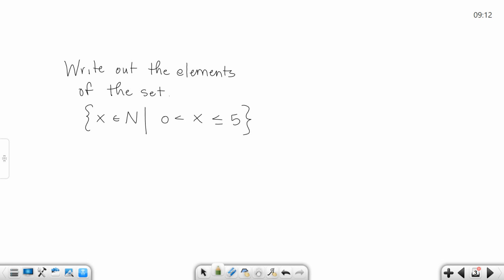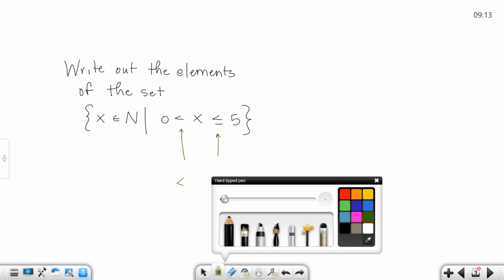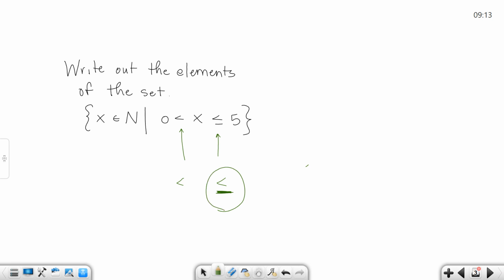Now I want you to write out this particular set. And what's important about this one is see these symbols? Let's fix that. There it goes. See these symbols? One of them has the little bar under it, and one of them doesn't. If it has the little bar under it, sorry, I'm having trouble with the computer today, that means you're going to include the number, and if it doesn't have the little bar under it, that means it doesn't include it.